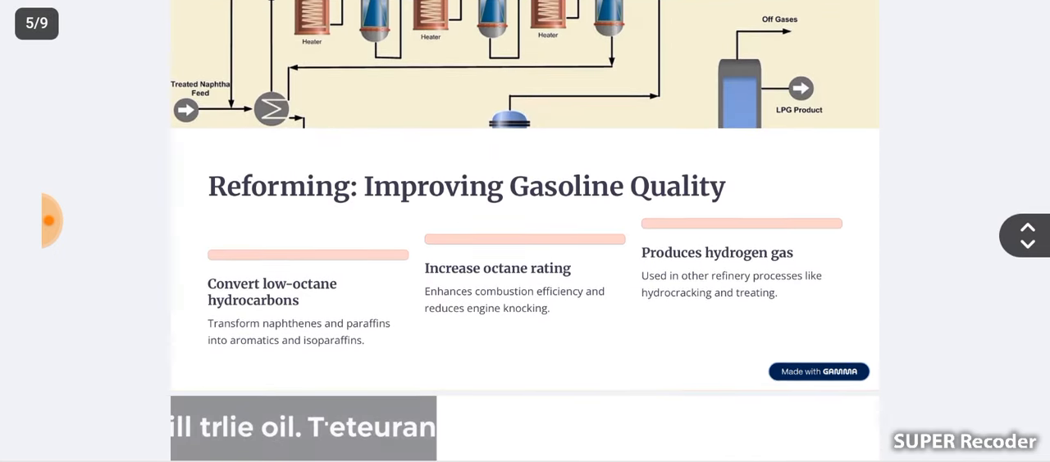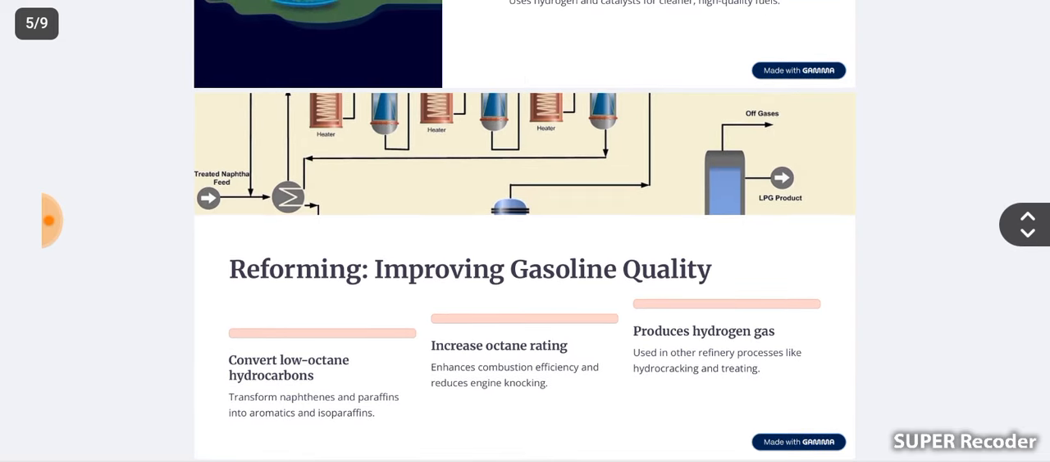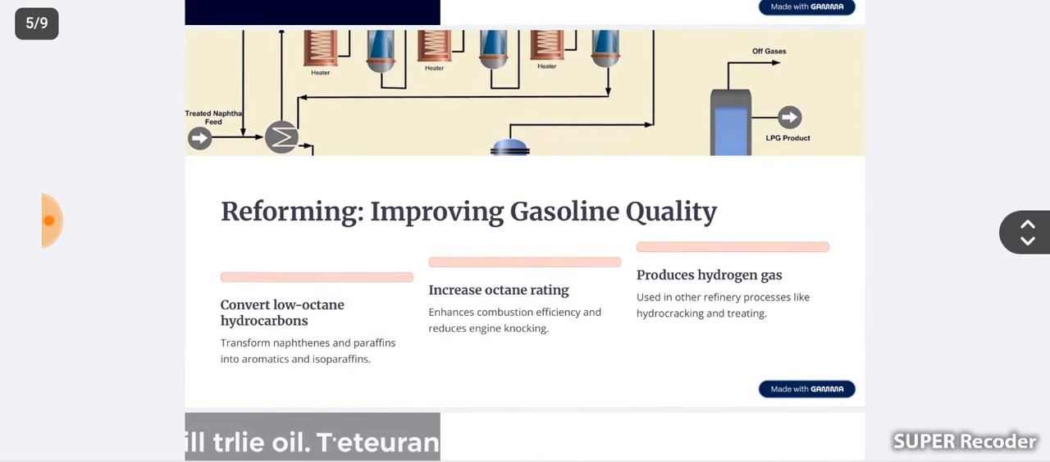And the next one is reforming, improving gasoline quality. It converts low octane hydrocarbons, increasing the octane rating, and produces hydrogen gas used in other refinery processes like hydrocracking and hydrotreating. Increasing the octane rating enhances combustion efficiency and reduces engine knocking. It converts low octane hydrocarbons, such as naphthenes and paraffins, into aromatics and isoparaffins.